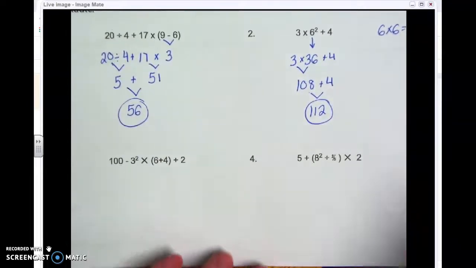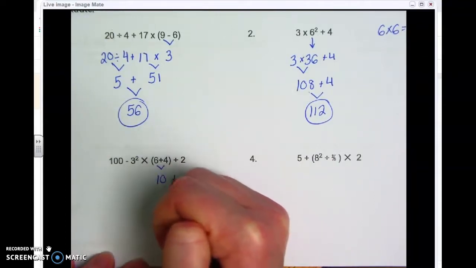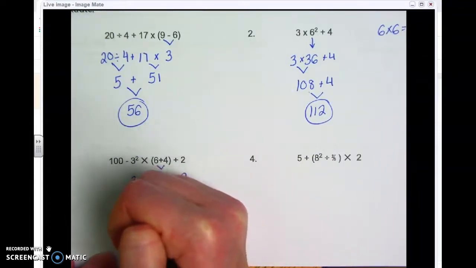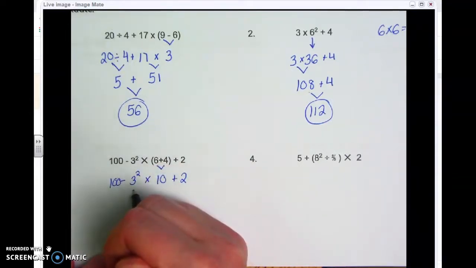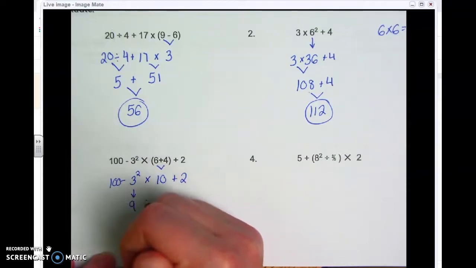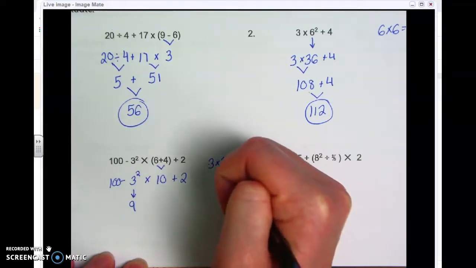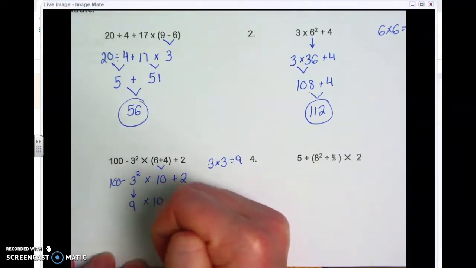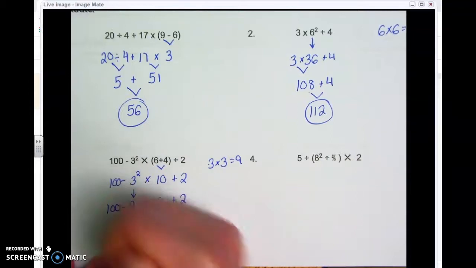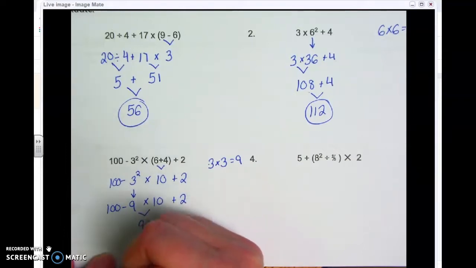Okay? Coming down here, looking for parentheses. Yep. 6 plus 4 is 10. Gonna rewrite everything so that I don't forget anything. Okay? 3 times 2 is 9. That's not 3 times 2. It's 3 times 3. 3 to the 2nd power is 3 times 3, which is equal to 9. Okay? And I'm just rewriting so I don't lose anything. Okay? I don't see any more exponents or parentheses, so I'm going to go on to multiplication. There is multiplication right here. Gets me 90.